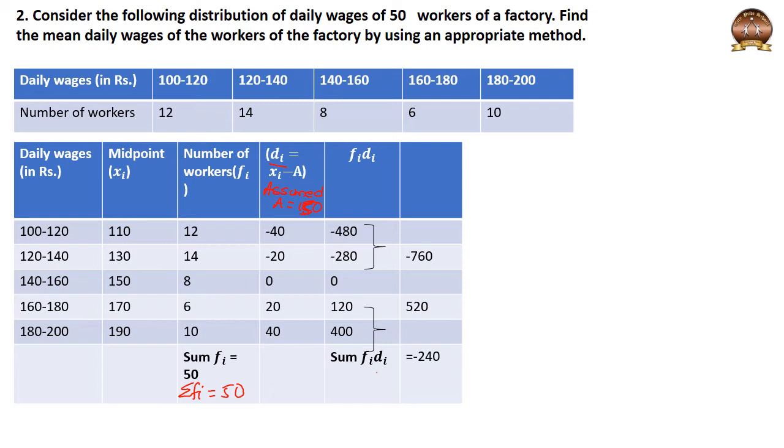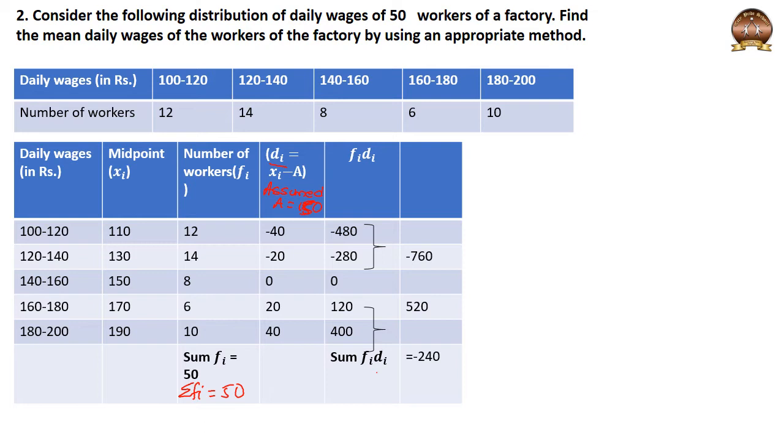150 minus 150 is 0. 170 minus 150 will give you 20. Here it is positive because 170 is bigger. 190 minus 150 is 40. After that, the same procedure. Now see, from 3 digits we have reduced to 2 digits.